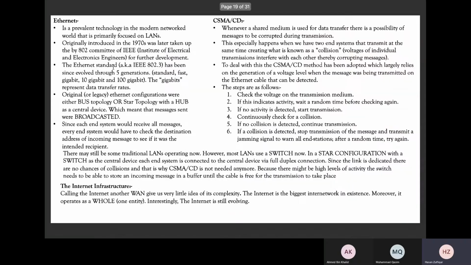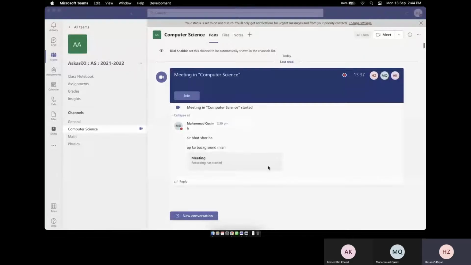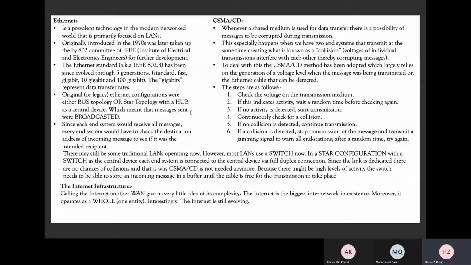Now we're going to move on and study the basic Ethernet protocol, how it has evolved over the years, and why studying Ethernet is important, because we are right now discussing the working of the local area network, and that's why it is important to understand the protocol that is being used for Ethernet networks.